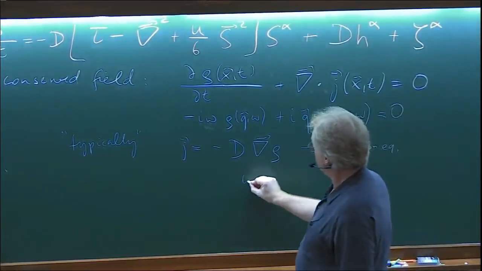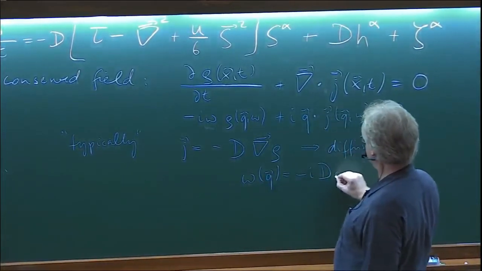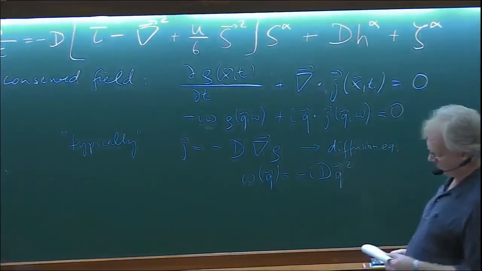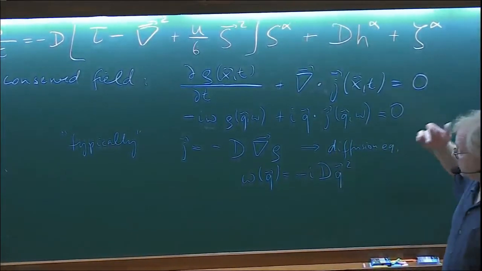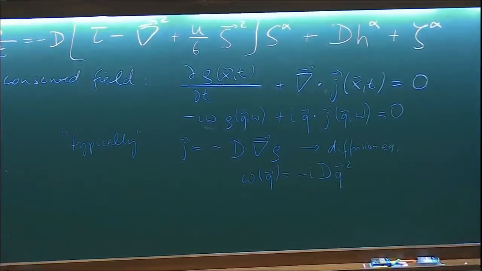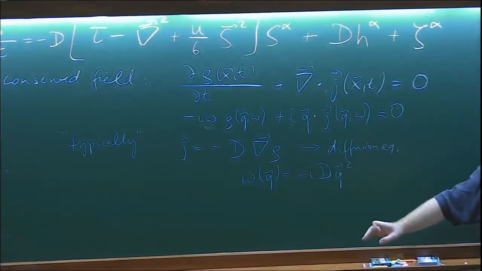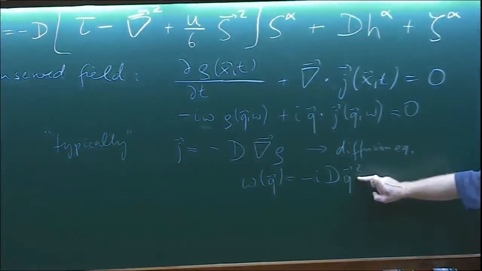In that case, the dispersion relation is just minus i d q squared. And I hope I get the sign of this minus right, I think it is. Okay? So this would be the simplest possible scenario, and you get diffusive relaxation. So not just a uniform relaxation constant, but you get a relaxation rate that vanishes as q goes to 0.